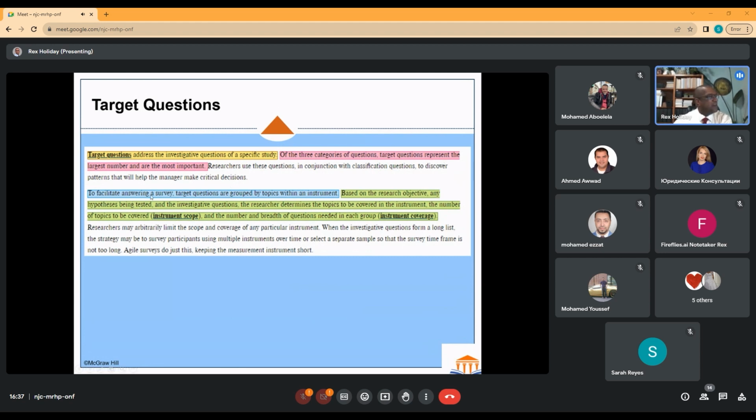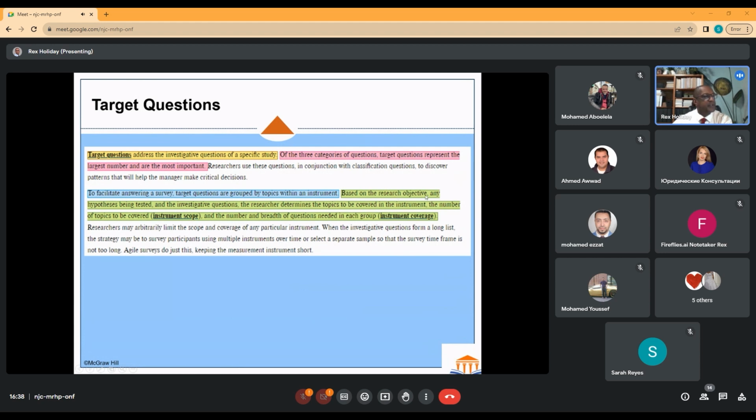To facilitate answering a survey, target questions are grouped by topics within an instrument. All right, so that helps not only the participants or the respondents, but it also helps the researcher, right? Because you can go back and look at those topics and then gather that information accordingly. So it helps you to stay organized, just like you would do any header or topic when you're doing any kind of a study.